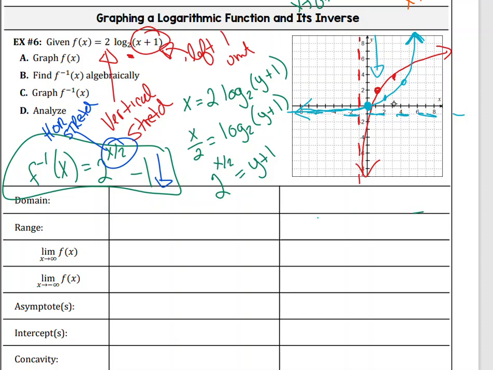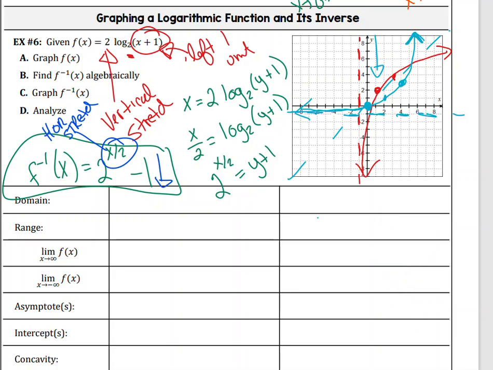Again, if you need help with those points, you can always fall back on a t-chart. So I could go back to a t-chart and plug in, let's say, x for 2, right? 2 over 2 is 1. 2 to the first power is 2, minus 1 is 1. So there's that 2, 1. I could put in 4. 4 divided by 2 is 2. 2 squared is 4, minus 1. That's 3. There's that point. You can see how it reflects right there.